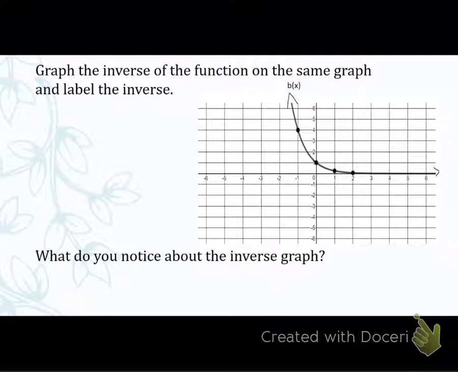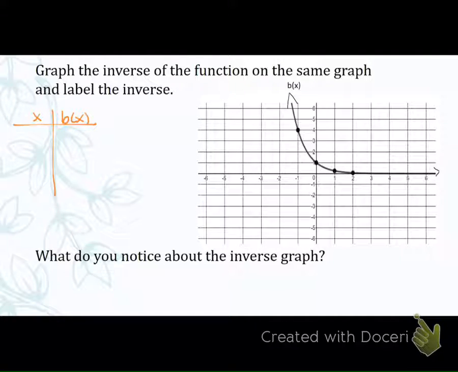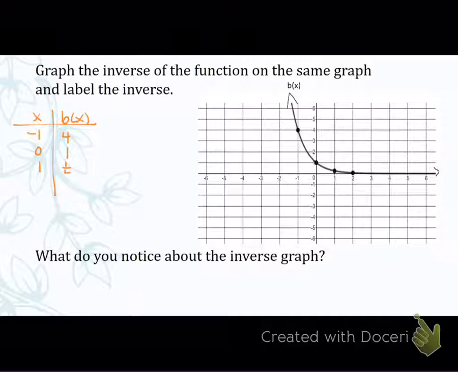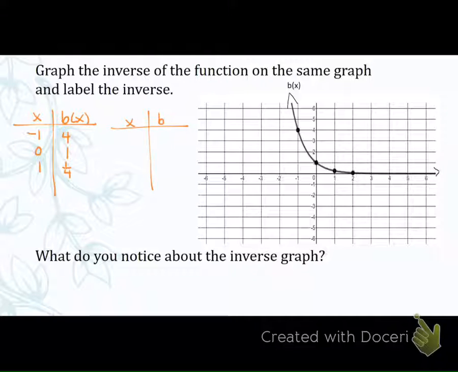So it says graph the inverse of the function on the same graph and label the inverse. So we have the original. So we're going to take the original, which I think is called b of x, right? And we are going to put it in a table. So I'm just going to start at -1, and I have -1, 4, 0, 1. And I'm going to say that's probably 1, 1/4 there, and then that's all I can see. So I'm going to stop there, and we're going to make a table for the inverse.